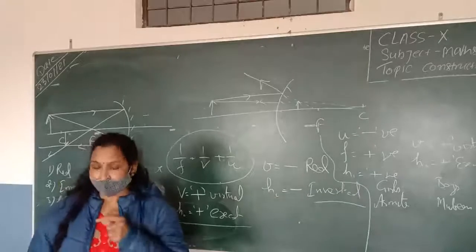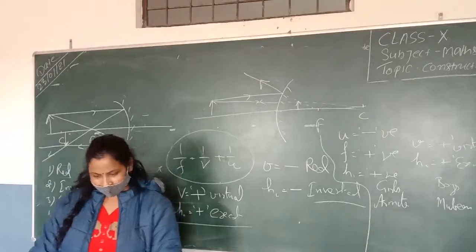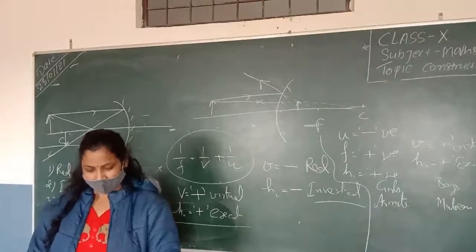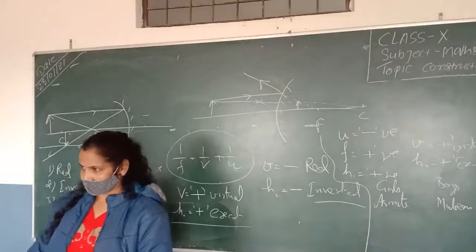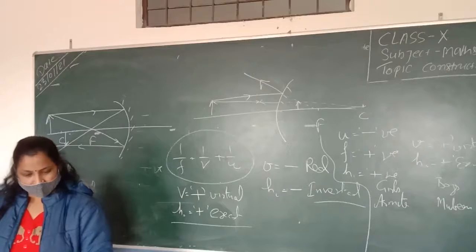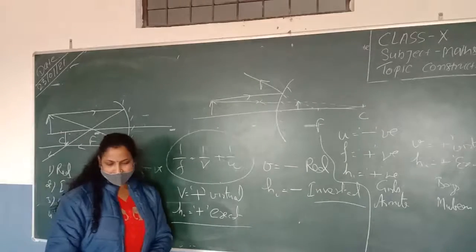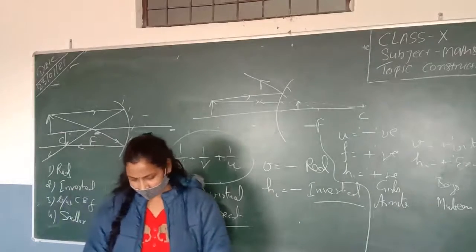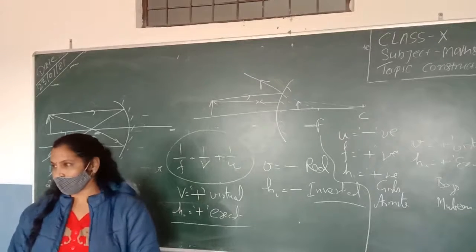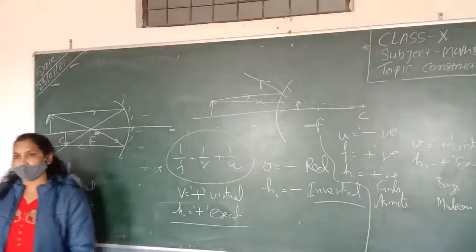An object 4 centimeter in size is placed 25 centimeter in front of a concave mirror of focal length 15 centimeter. So first of all, you have to tell me what information you get from this question. So raise your hand, who is going to explain to me what information you get from this question?